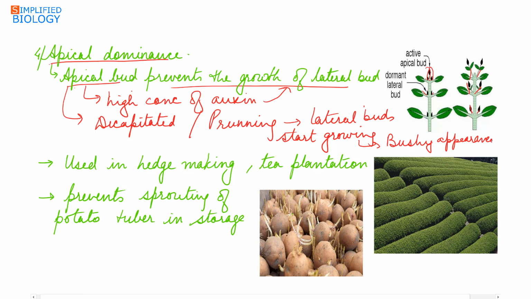This property of apical dominance is used in hedge making, in gardens, and in tea plantation. In tea plantation, where the leaf is used for making tea, the more the leaves in the plant, the more is its value. So, since apical dominance prevents the growth of the lateral buds, pruning is done so that the plants have a bushy appearance and have more leaves in them.